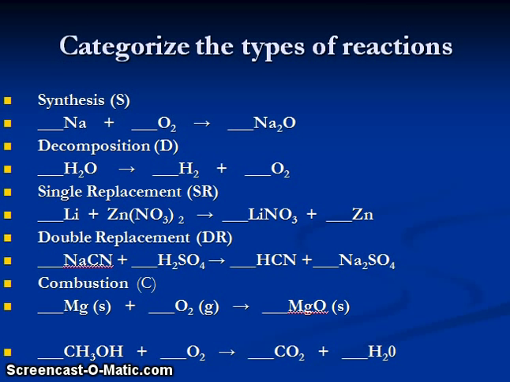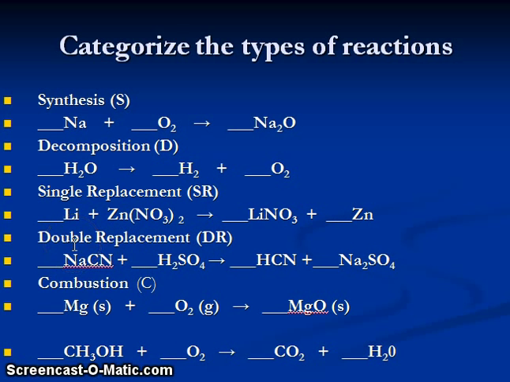This slide includes a number of examples of different reactions. We see a synthesis or S reaction where sodium reacts with oxygen to form sodium oxide. Please note, in ionic compounds, we do need to make sure that the compound is electrically neutral. Because sodium is plus one and oxide ions are minus two, we need a Na2O formula for this compound. Decomposition, water breaks apart to form hydrogen gas and oxygen gas. The single replacement reaction shown here, we have lithium reacting with zinc nitrate. Remember that zinc has a positive two charge. This will form lithium nitrate plus zinc metal.